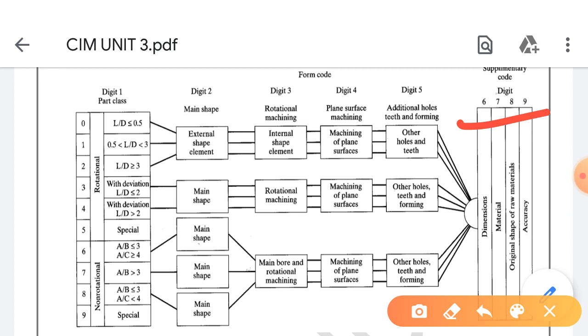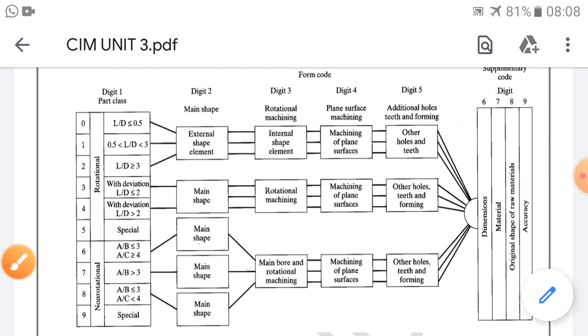So this first basic 9 letters is called the form code and supplementary code. And the secondary code, whatever that A B C D is, is not mandatory. Depending on the company, you have to use it. Whatever may be, the first 9 letters are very important. The first 5 represent design, and the second 4 letters represent manufacturing; we call these the form code and the supplementary code. So this is related to the Opitz classification and coding system, which is the only one for your syllabus.